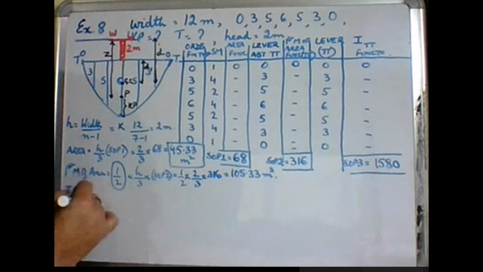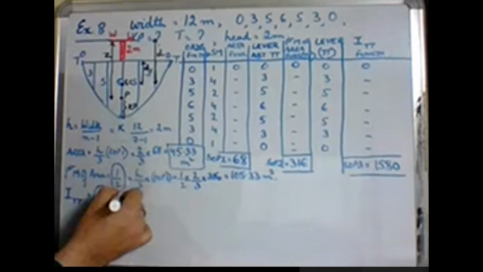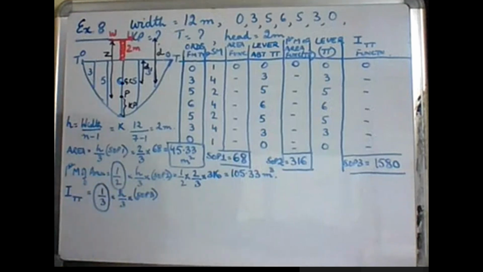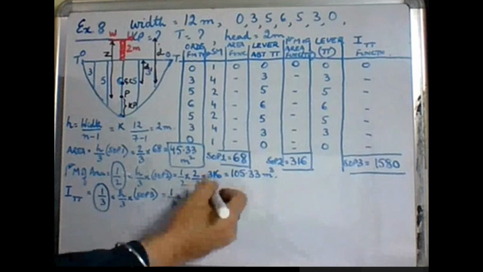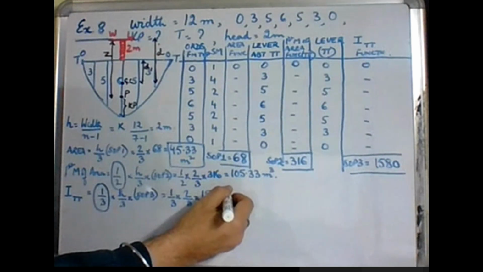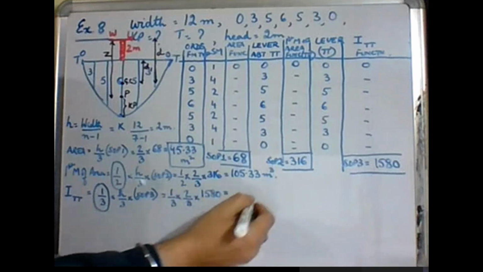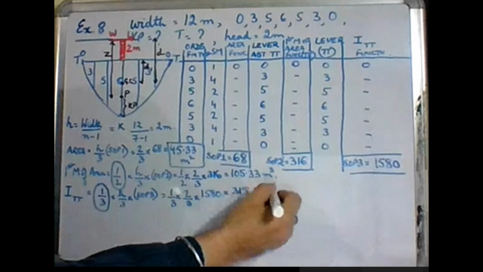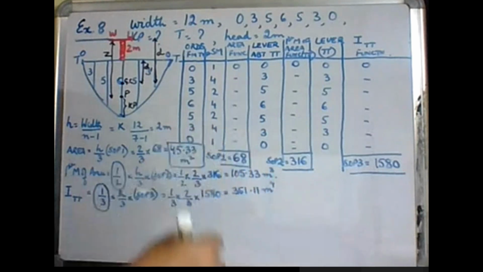Similarly, moment of inertia about tank top. Its constant value is 1/3. We always multiply by 1/3. 1/3 into H by 3 into SOP3, in vertical ordinates only. 1/3 into 2/3 into SOP3. That gives 351.11 m to the power 4.